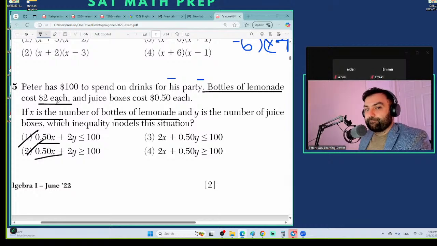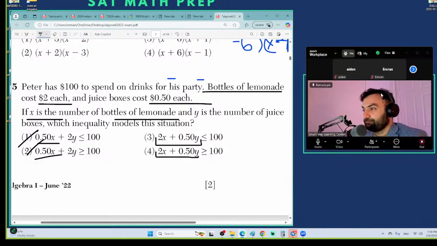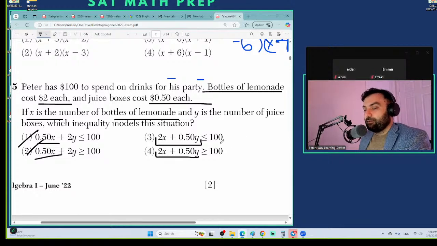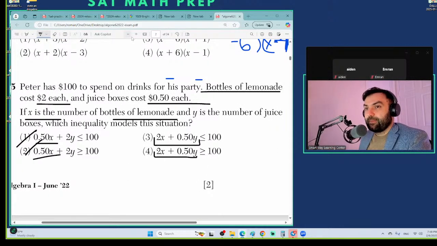Juice boxes are 50 cents each, so they have to be with the y. All right, so now we have to choose between 3 and 4. On the left side, we have his spendings. His spendings must be less than or equal to 100. It cannot be more than 100 because he only has $100. All right, we're moving on.